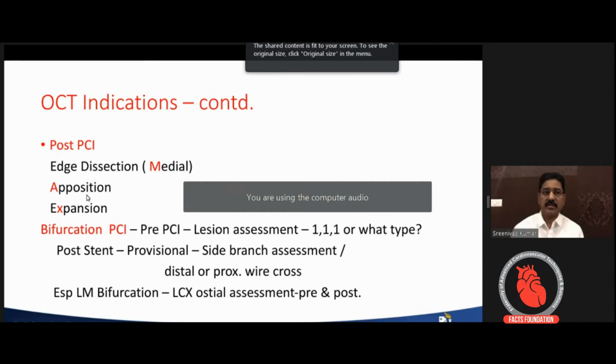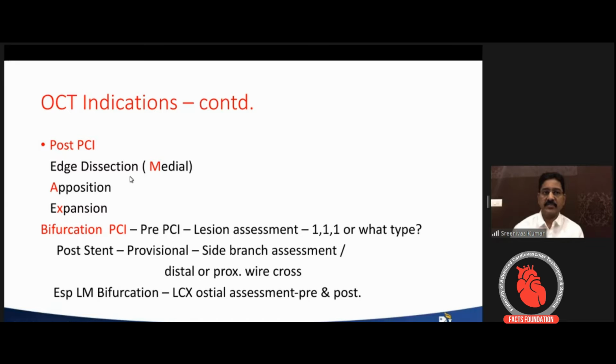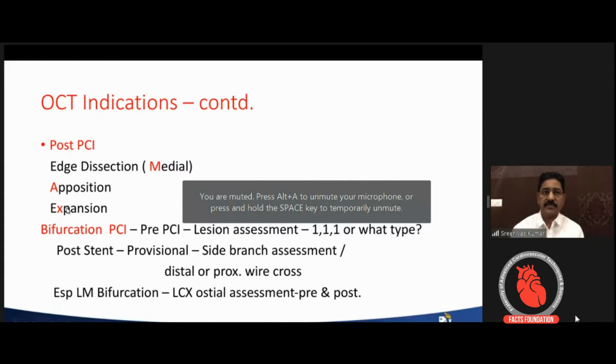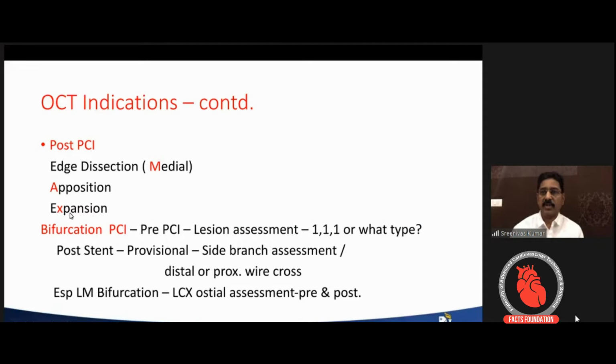Malapposition is acceptable, but if it's significant, again, we tend to post-dilate. That's where I think imaging maximum changed our outcomes. And then expansion: a minimal under-expansion of 10% is okay in calcific disease, but if it's too much under-expanded, there could be more problems happening in follow-up.